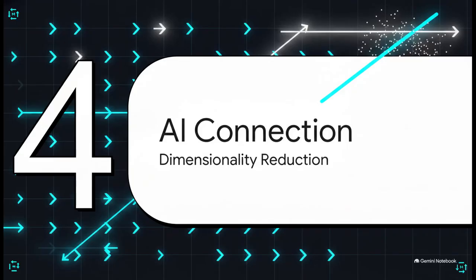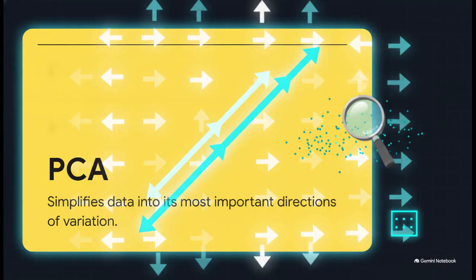Moving on to section 4, the honest AI connection. Dimensionality reduction. Let's talk about where this geometry actually shows up in real-world machine learning. Arguably, the single most important application of all this geometry is principal component analysis, or PCA. PCA is this foundational classical machine learning technique used for dimensionality reduction. Basically, it takes complex, messy data and simplifies it down to its most important directions of variation.